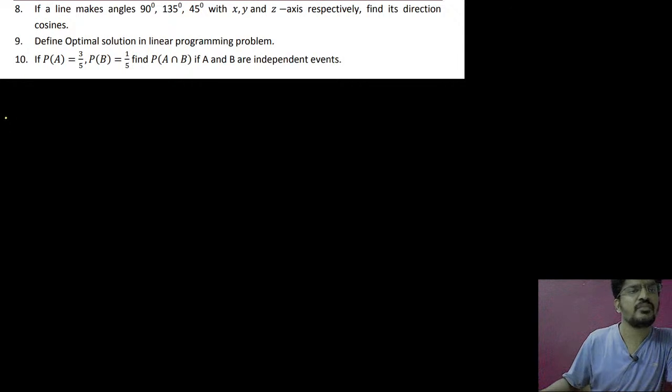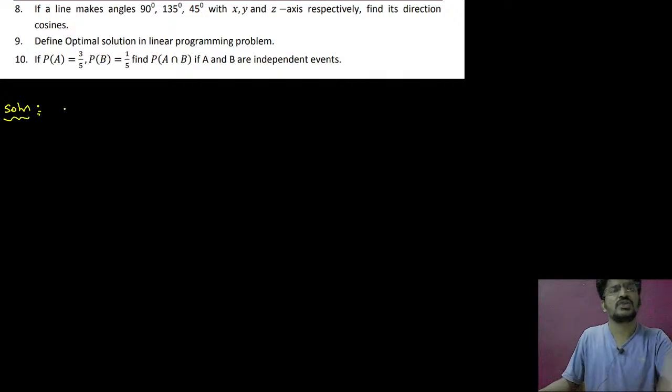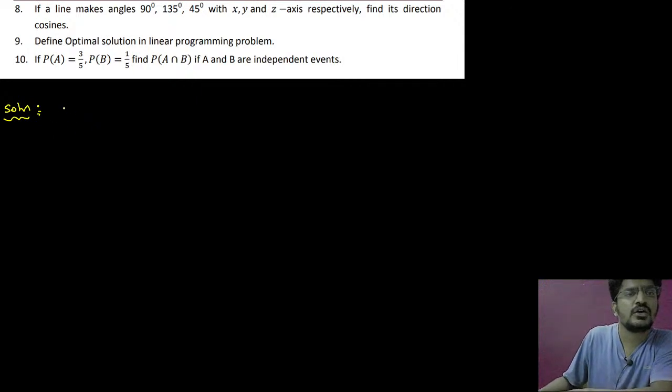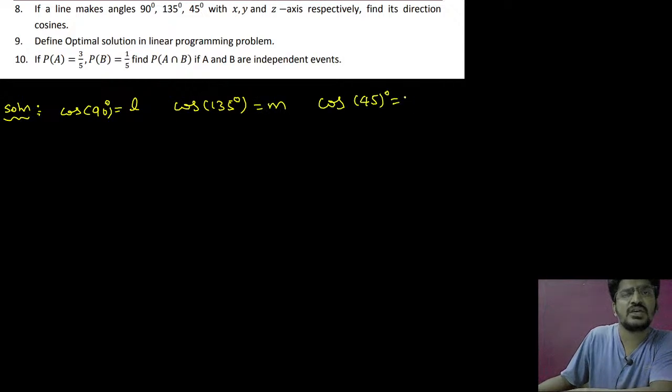You just see here, the solution of problem number 8, that is, find the direction cosines if the line makes angles 90 degrees, 135 degrees, 45 degrees with the x-axis, y-axis and z-axis. That is, cos 90 degrees is equal to L, cos 135 degrees is equal to M, cos 45 degrees is equal to N.